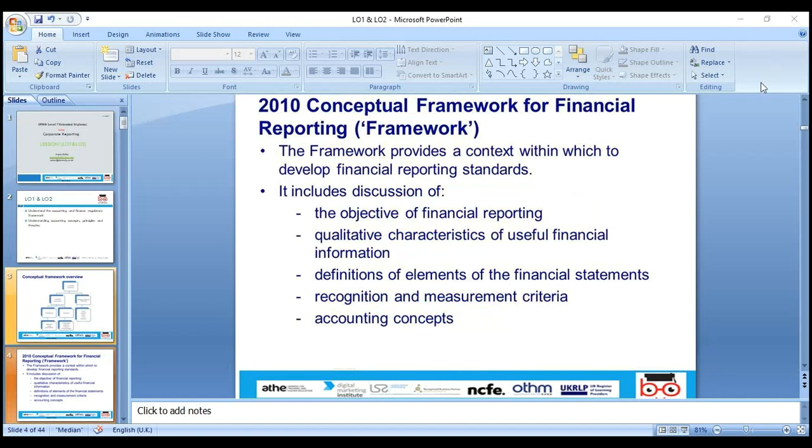So next, now we're looking at the 2010 conceptual framework for financial reporting.